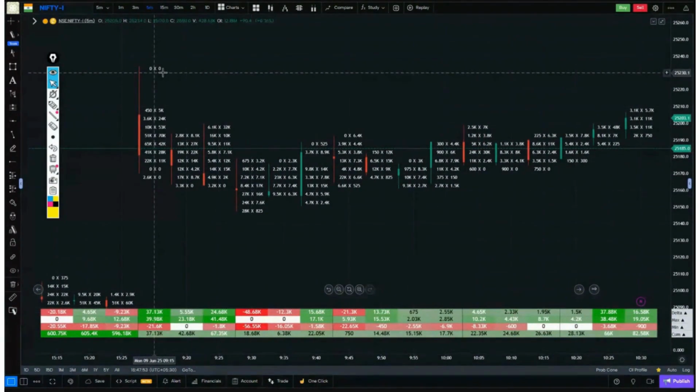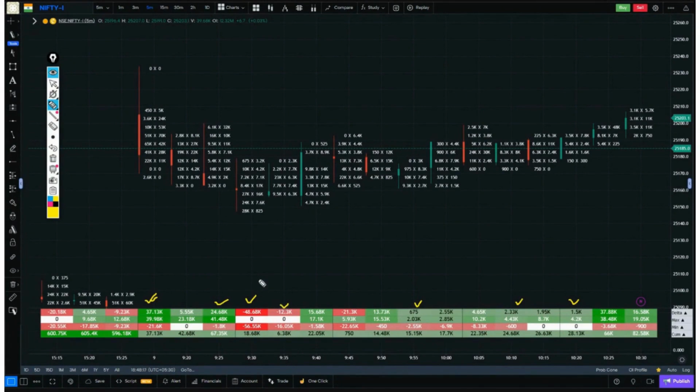So, this is our positive delta and negative delta. Now, let's see how we will read the footprint. For example, there are some candles whose delta is 30,000, 37,000, 24,000, 48,000. And there are some candles whose delta is very low, just 600, 2,000, 1,000, 12,000. What we will do is pick those candles which have a heavy delta, like this candle, this candle, and this candle, and not the candles whose delta is low, where there hasn't been much buying or selling.